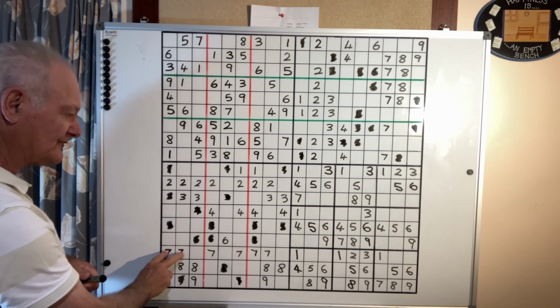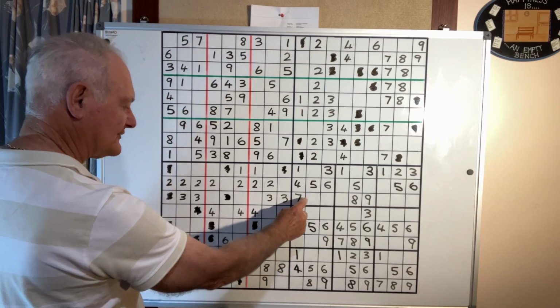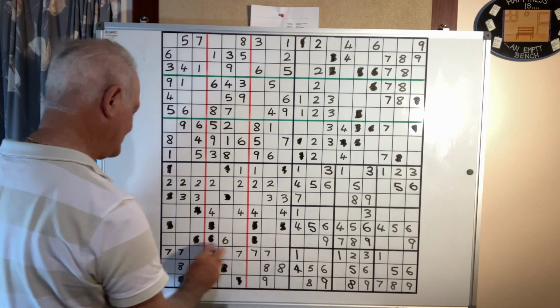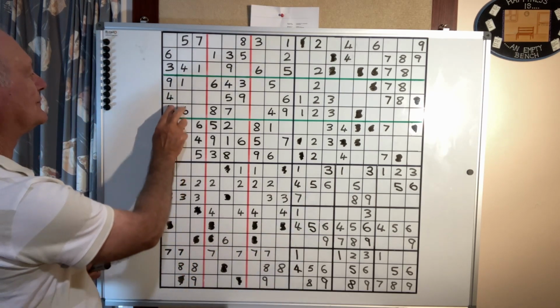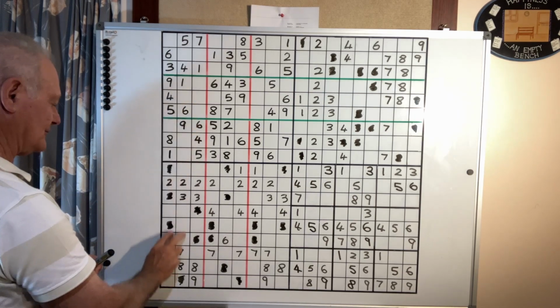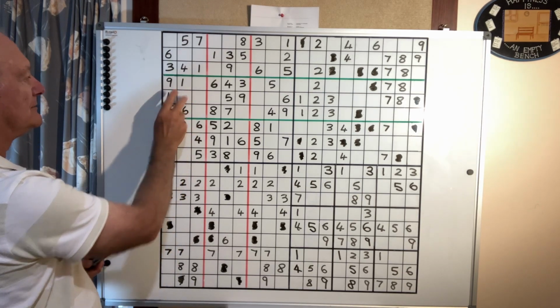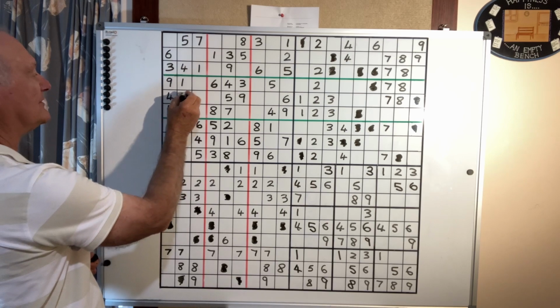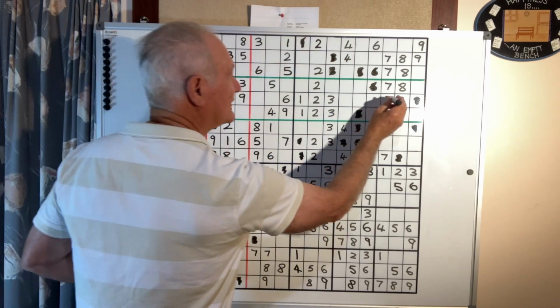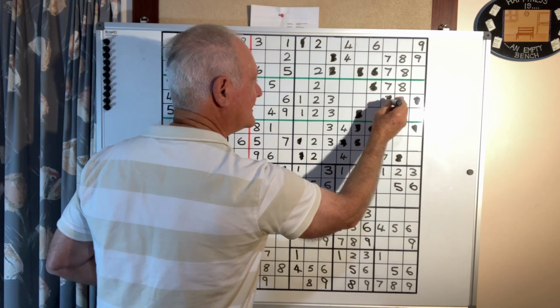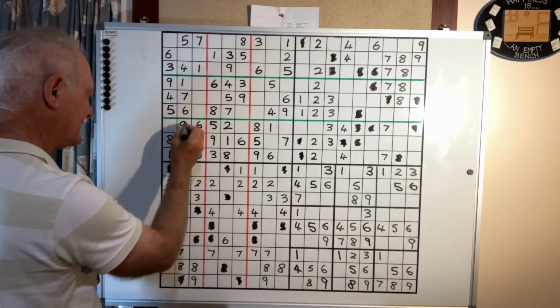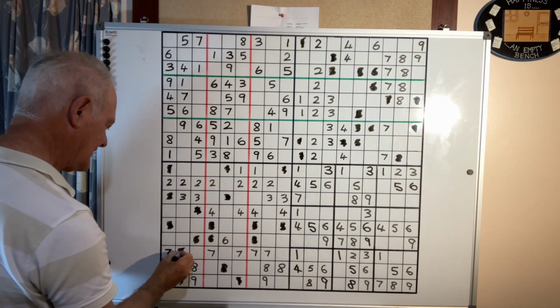Let's try the 7. There's a 7 in the top. We need one in the middle and the bottom. Let's look at the middle. There's only one possible place that the middle 7 can go. That's got to be there. There's the partner over there. Got a single 7 there, which we'll come back to. Let's cross out this 7.